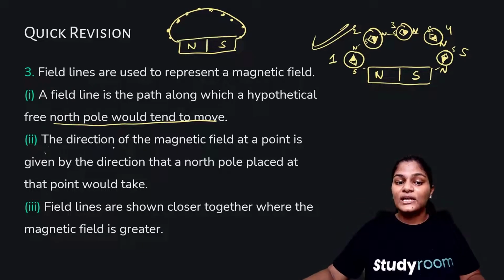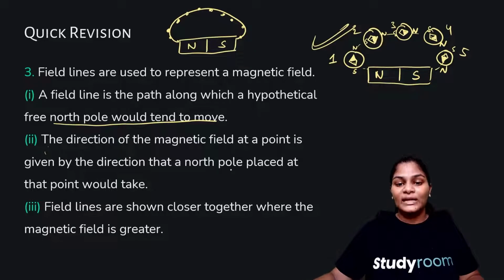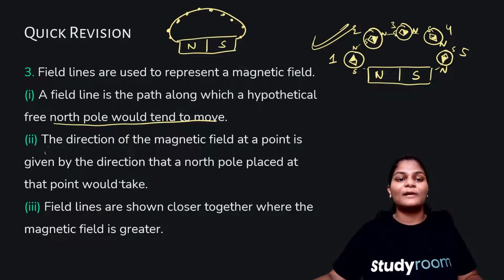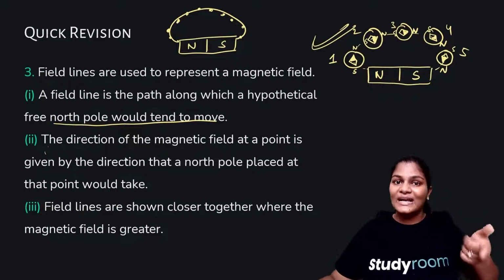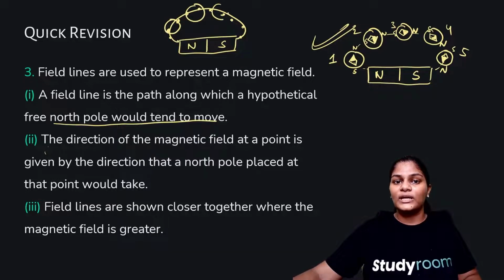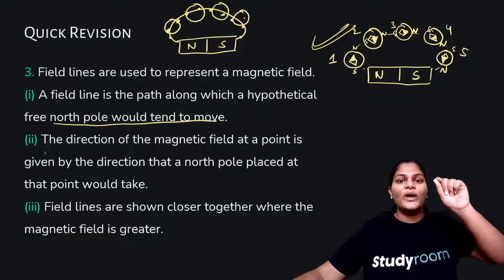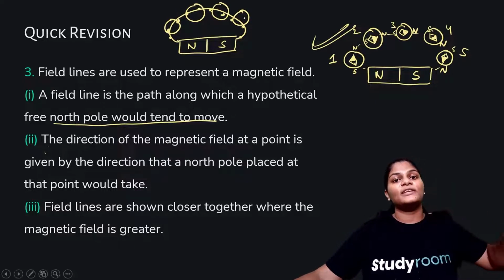So it says that the direction of the magnetic field at a point is given by the direction that a north pole placed at that point would take. This is exactly what I explained to you here, that the experimentalists kept a compass, one compass at a time, at each of these positions, and they just made a dot where the north is pointing, and then they joined the dots.